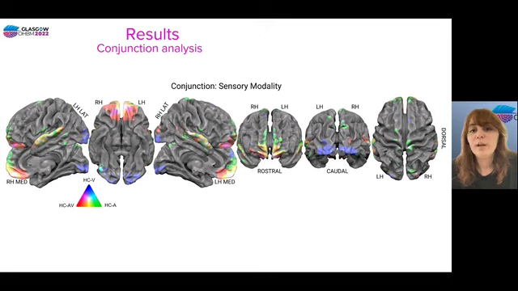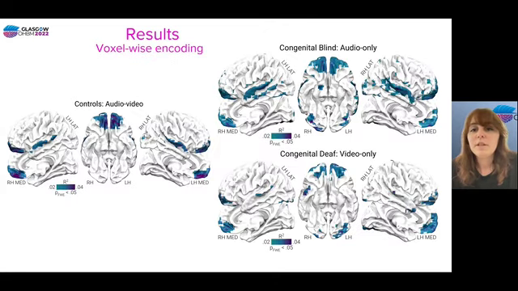Here are instead the results for the voxel-wise encoding procedure per sensory experience, so with a group of normally hearing and sighted, and congenitally blind and deaf individuals. And again, some regions are engaged regardless of the sensory experience, and we also found that the affective experience during the movie is encoded in occipital cortices in blind individuals. So this might suggest a reorganization of this area in case of sensory deprivation.